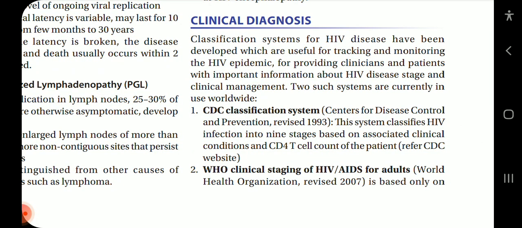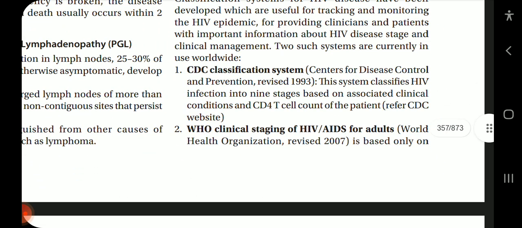Classification systems for HIV disease have been developed which are useful for tracking and monitoring the HIV epidemic, and for providing clinicians and patients with important information about HIV disease stage and clinical management. Two such systems are currently in use worldwide: CDC classification system and WHO clinical staging of HIV or AIDS. First, the CDC classification system, Centers for Disease Control and Prevention, revised 1993. This system classifies HIV infection into 9 stages based on associated clinical conditions and CD4 T cell count of the patient.